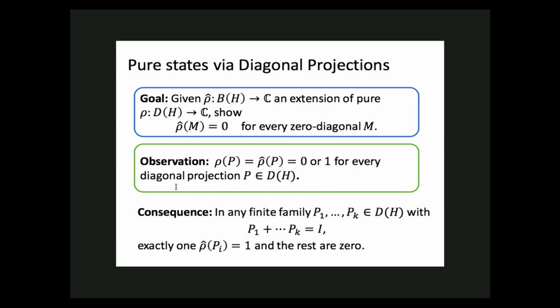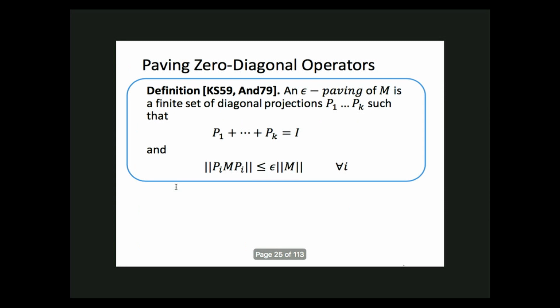Okay, so this leads to this really nice concept of a paving. This is a definition in the original paper. An epsilon paving of an infinite matrix M is a finite set of diagonal projections P1 through Pk, which add up to the identity, with the property that when you look at Pi M Pi, which is just the restriction of M to the submatrix corresponding to Pi, then the norm of that is at most epsilon times the norm of the original matrix.